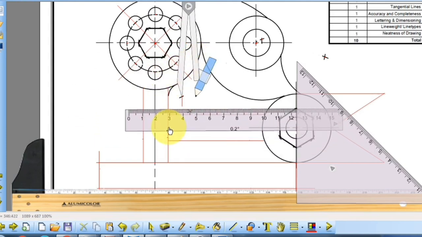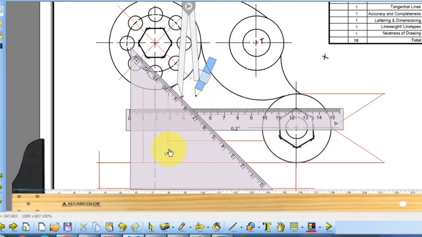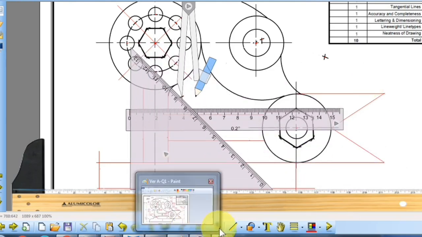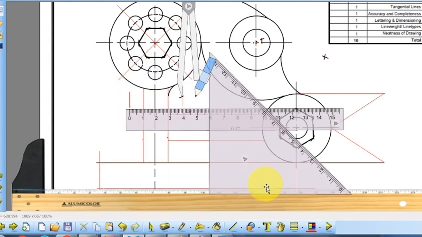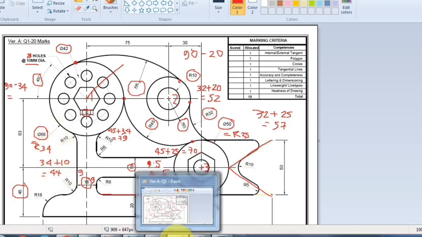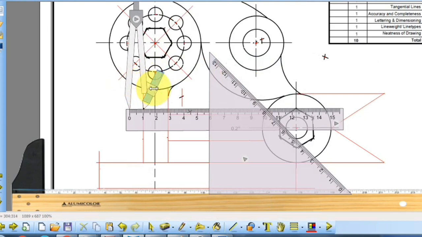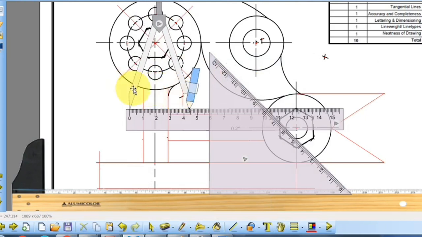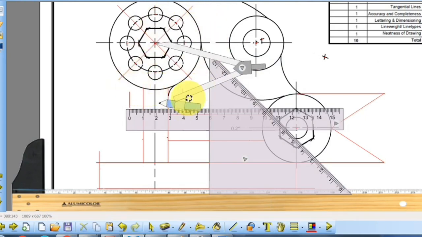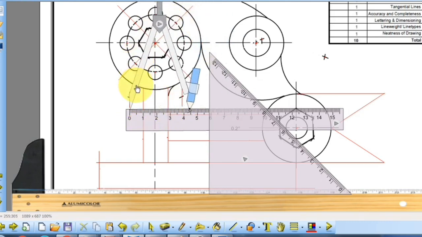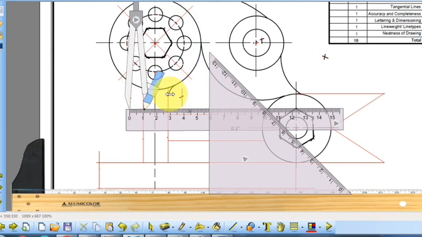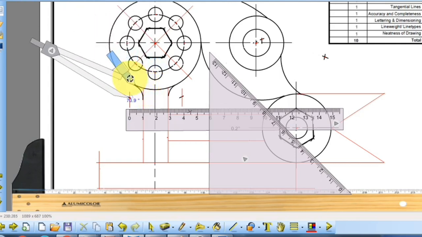So draw a very small line of 10, and then open the compass. 44 is here, and then this would be our center here, and then draw an arc, and now open the compass to radius 10. Radius 10 here. Okay, it's touching.